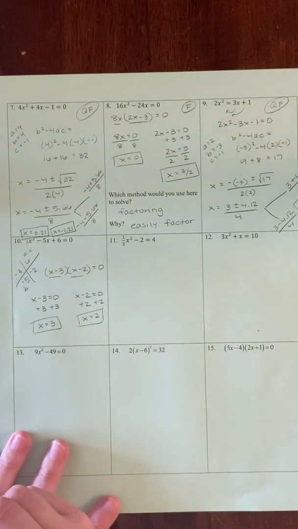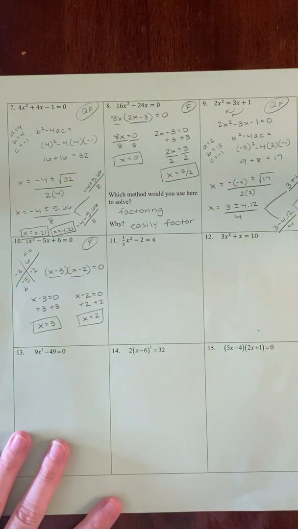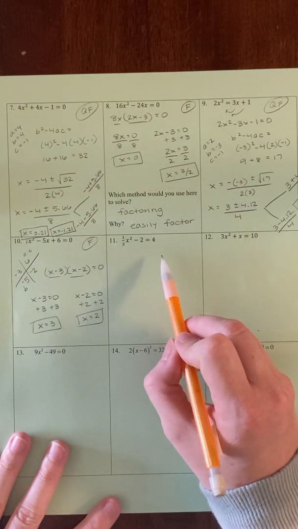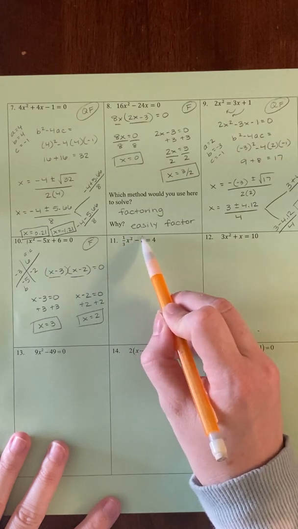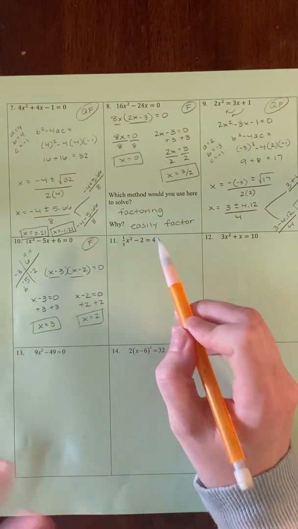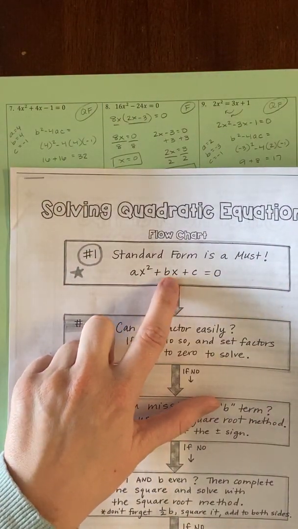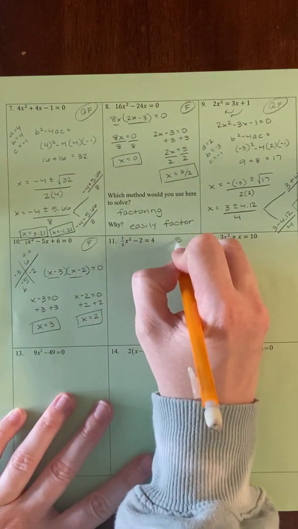So I get 3 and 2. That one was factoring method. For the next one, first thing I noticed is that even though it's not set equal to 0, that's okay. Because if you notice, we have a squared term, we have a quadratic term, we have a constant, which means we're missing that linear bx term in the middle, the term with just an x to the first power. So that's how we know we're going to do square root method.